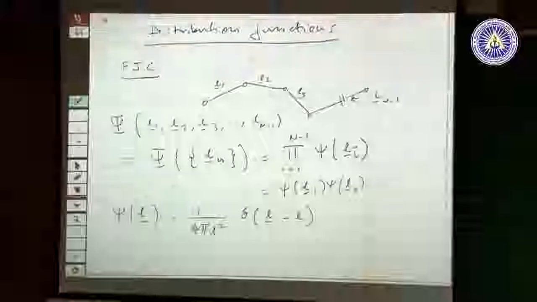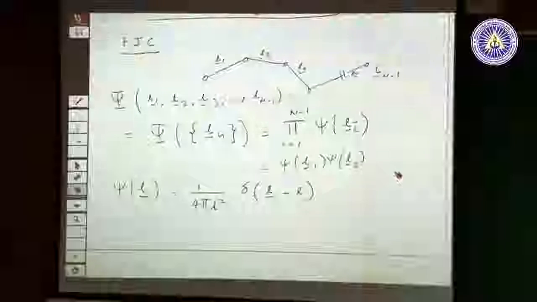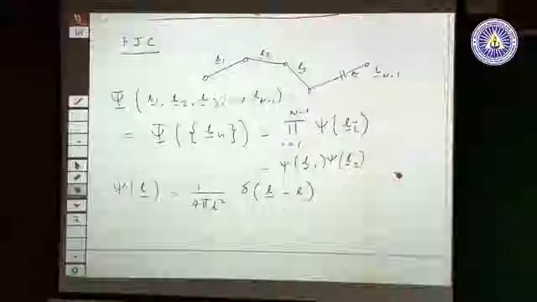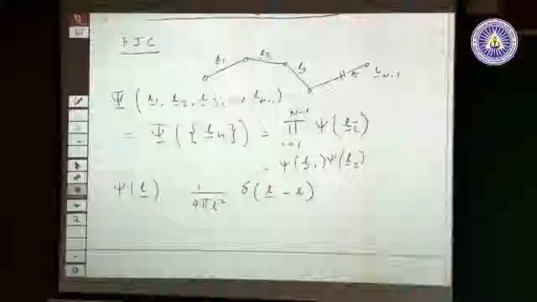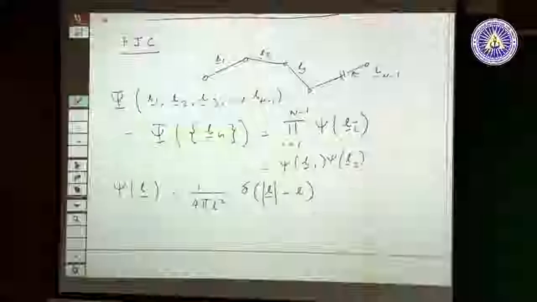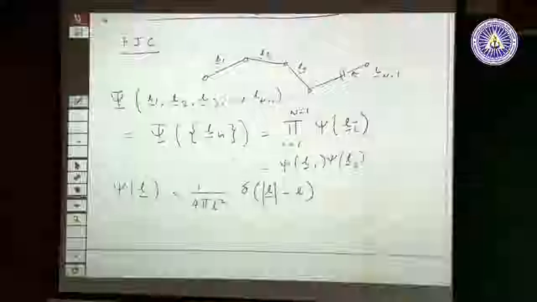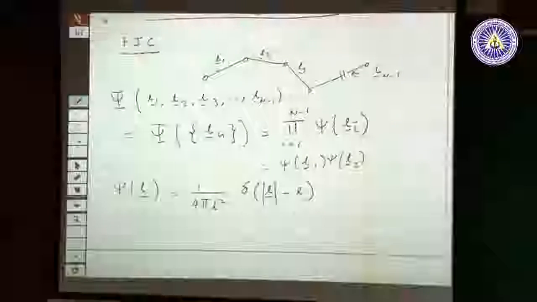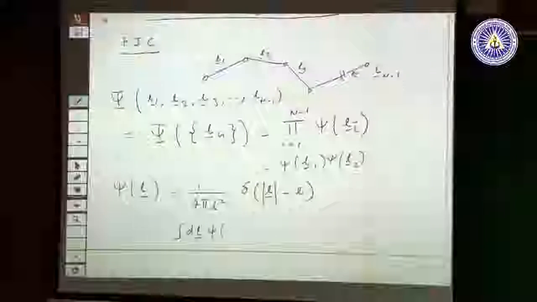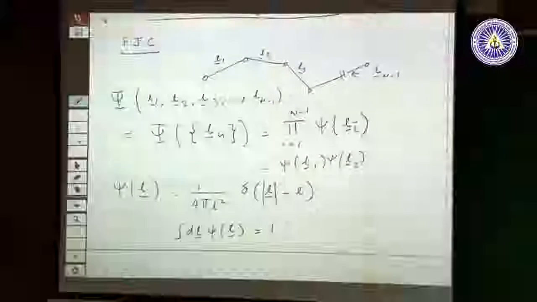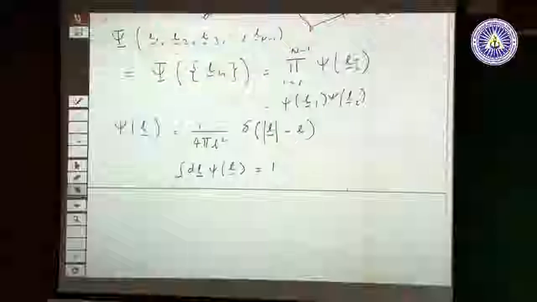What this means is that the delta function is non-zero only when the magnitude of L is equal to the bond vector length L. We are forcing the magnitude of L to be fixed. And this distribution function is normalized. If I write the integral of d L psi of L, this will be equal to 1. I am assuming you are all familiar with delta functions.